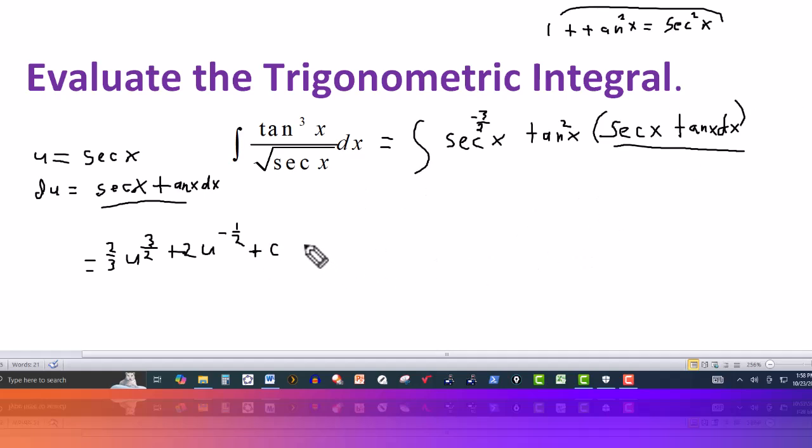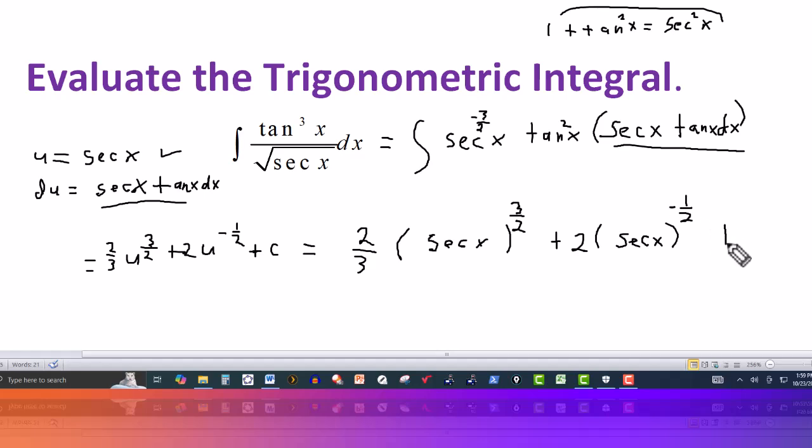And then we just go back to the original variable. To go back and replace the u, here's the substitution, secant. So we can just write this as 2/3, and I just put this in parentheses here, and it's secant of x to the 3/2 power. And it's plus, then I have a 2. Again, I put it in parentheses. I could put it right there, but just to be clear here, I do it this way. Secant of x, this is to the minus 1/2 power. And then it's plus the constant of integration.